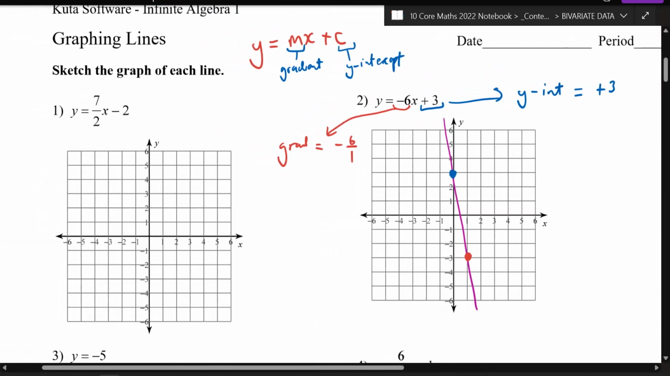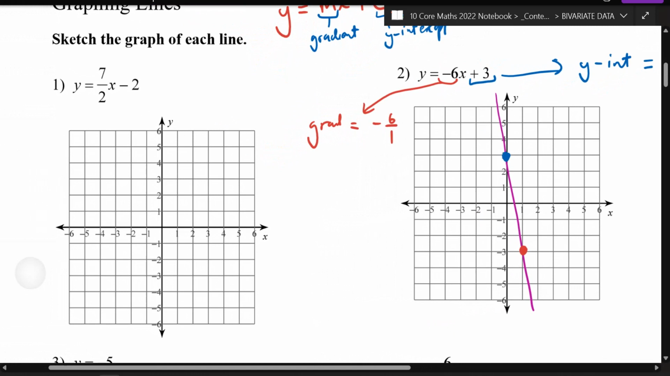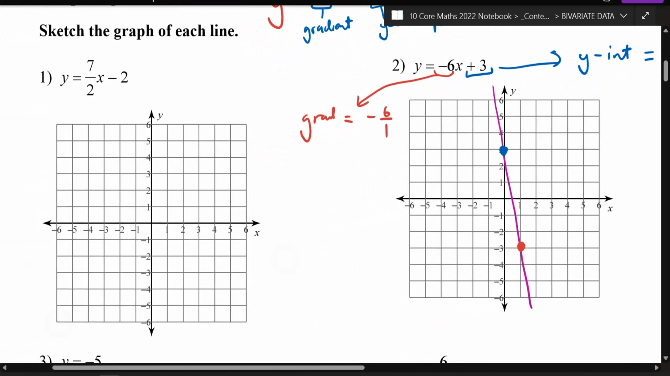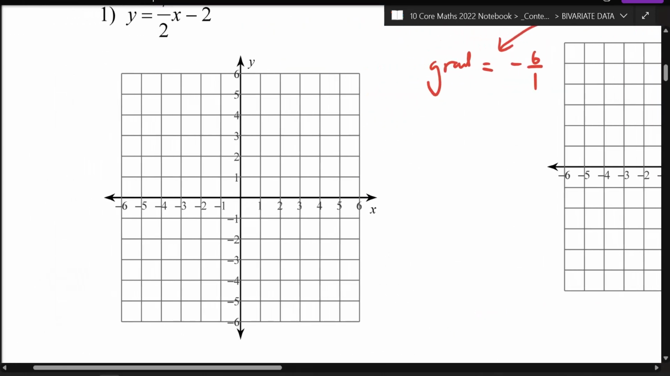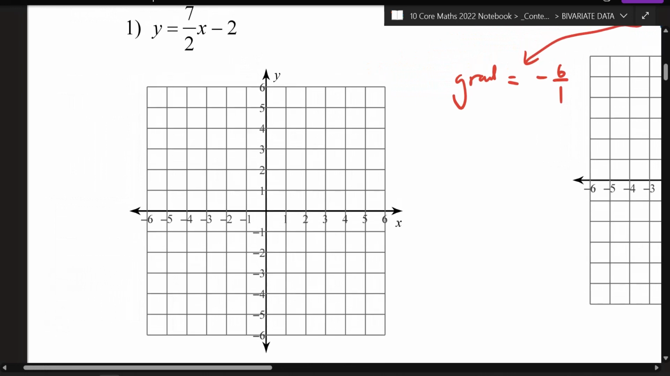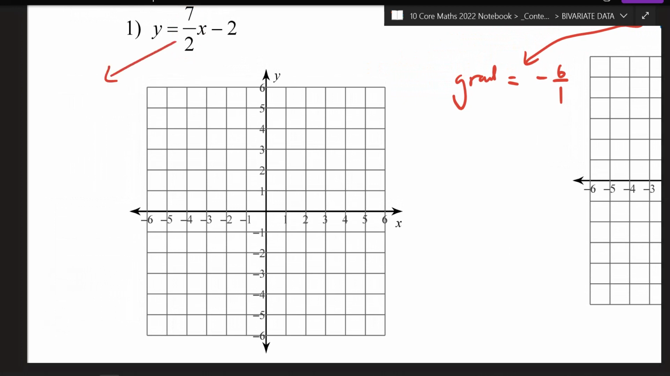All right, let's do question 1. Okay, having a look at question 1. Y-intercept and the gradient. So the gradient I can see is the number that's next to the x. In this case, the gradient is 7/2. Because this is a fraction, I don't need to put it over 1 or anything like that. It's already a fraction. So that tells me the rise and the run.